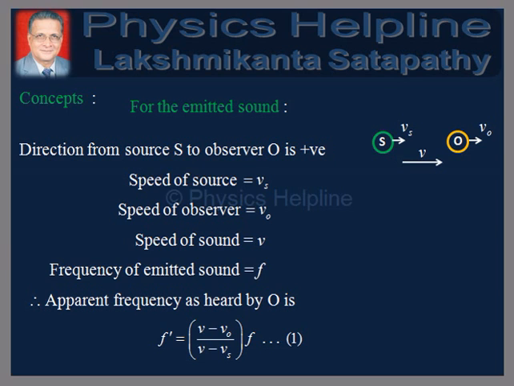Therefore, apparent frequency as heard by O is given by f' = (V - Vo)/(V - Vs) × f. We observe that O is moving away from S, therefore Vo will tend to decrease the apparent frequency, and S is moving towards O, therefore Vs will tend to increase the apparent frequency.